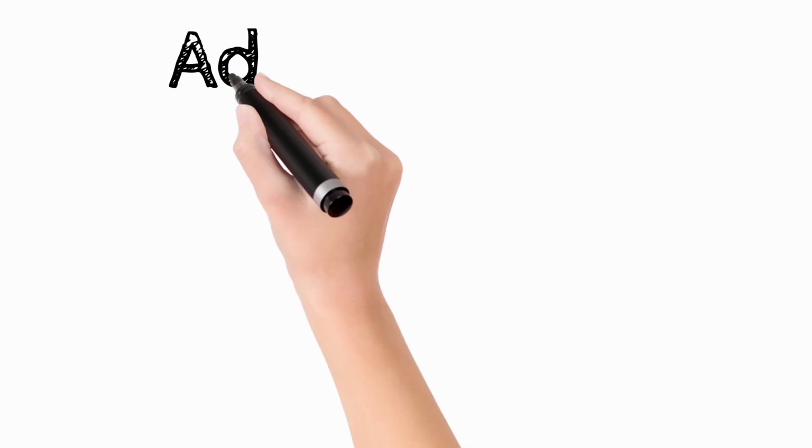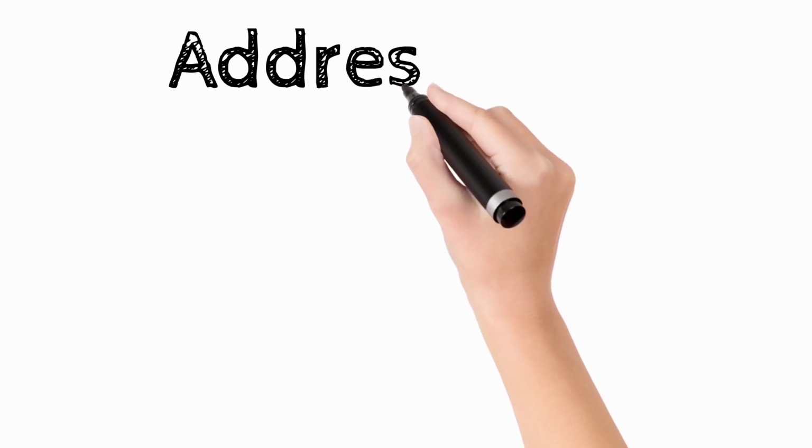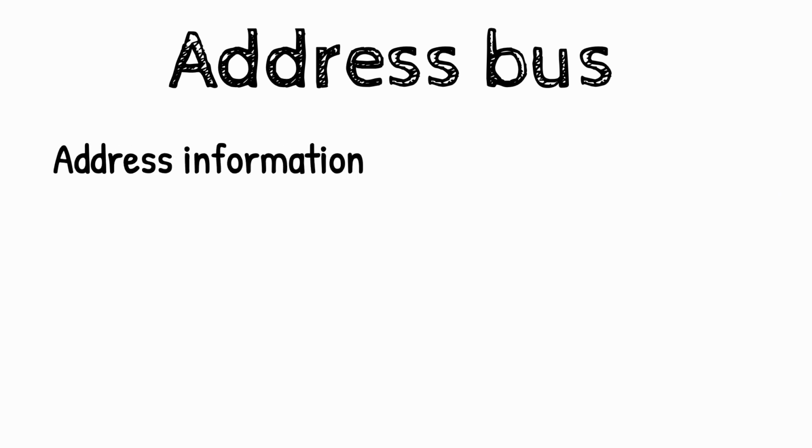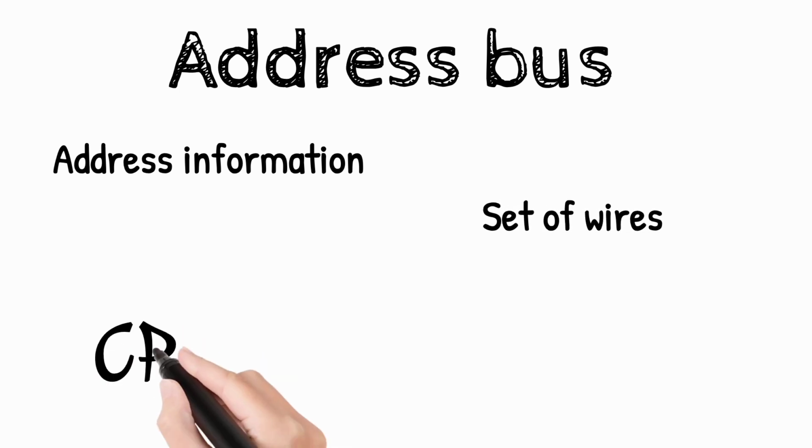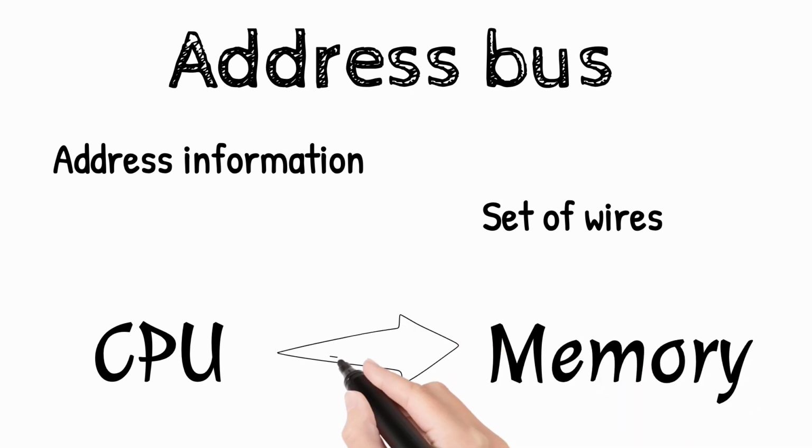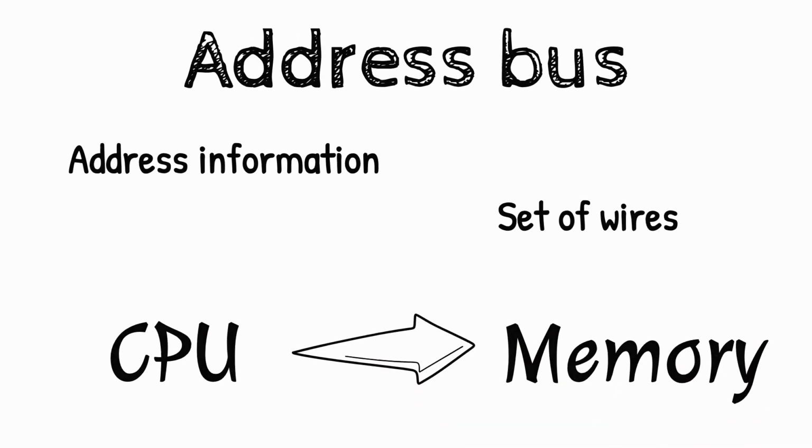Next, we are going to discuss the second type of the system bus, which is called the address bus. An address bus carries address information. It is a set of wires, similar to the data bus, but it only connects the central processing unit, CPU, and memory.